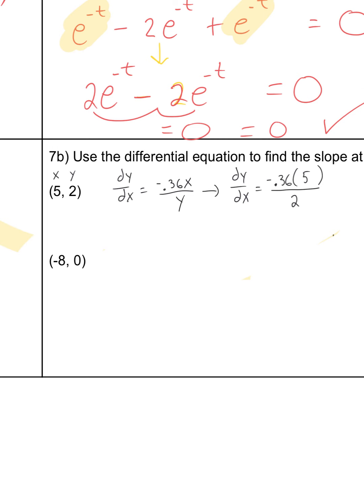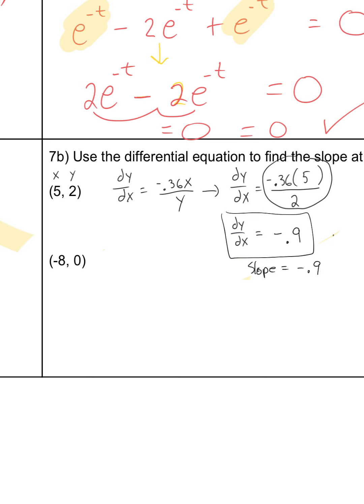So now we just bring down dy dx, my derivative, my slope, and I simplify this. I just multiply negative 0.36 times 5, and I divide it by 2. This times this divided by this will give me my slope at this point. So my slope is negative 0.9. All right, that is my slope. My slope is equal to negative 0.9.